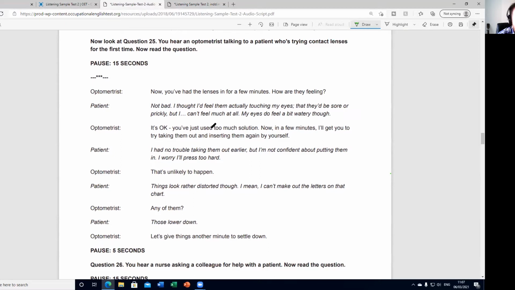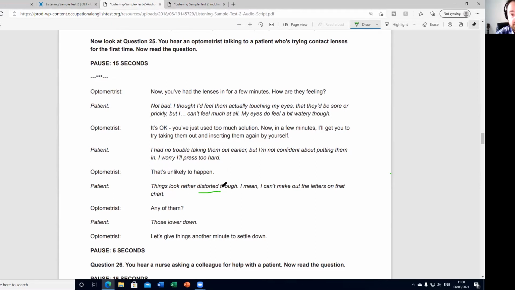Okay, so we know that the answer there was his blurred vision, and that's something he's concerned about. And the key thing in the tape script here is this word, distorted. So this is a paraphrase of blurred vision. Things look rather distorted, though, his blurred vision. So we can see this is the key part that gives us the answer, and this is why it's a specific information question as well, because it's just testing your understanding of that.